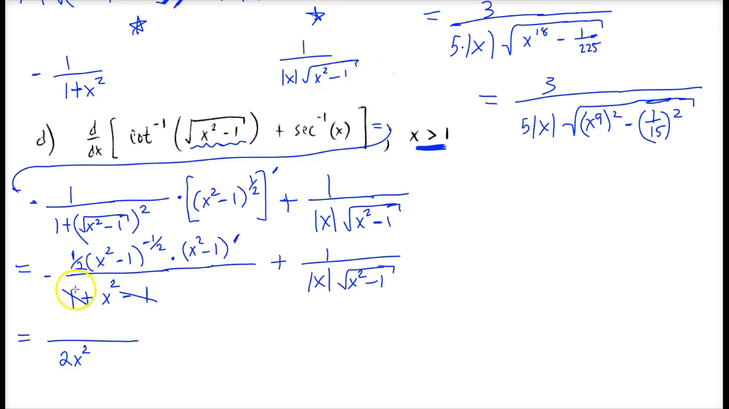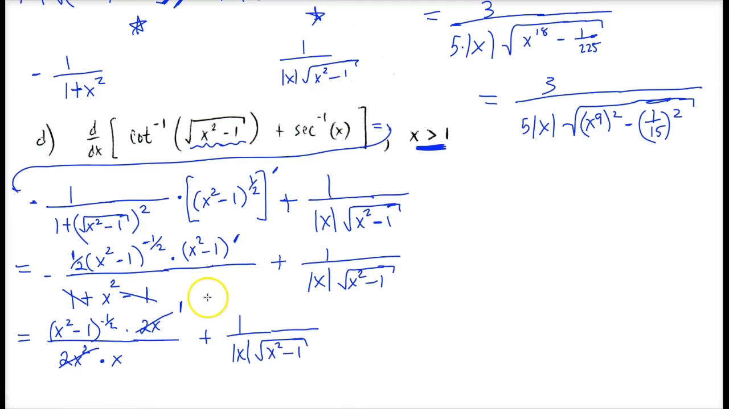In our numerator, I'm just going to write this again, x squared minus 1 raised to the negative 1/2. And the derivative of x squared minus 1 would just be 2x, because the derivative of x squared is 2x. The derivative of negative 1 is 0. And so those two terms here will go to 1, and that will just leave us with x there. And then, of course, we have plus 1 divided by absolute value of x times square root of x squared minus 1.